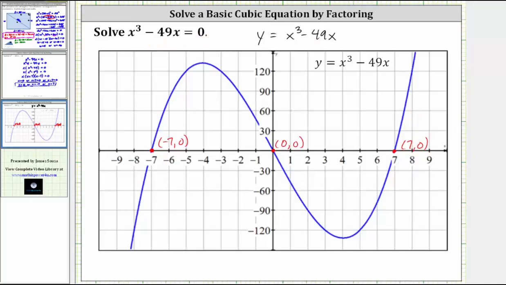So this verifies our solutions are negative 7, 0, and positive 7. I hope you found this helpful.